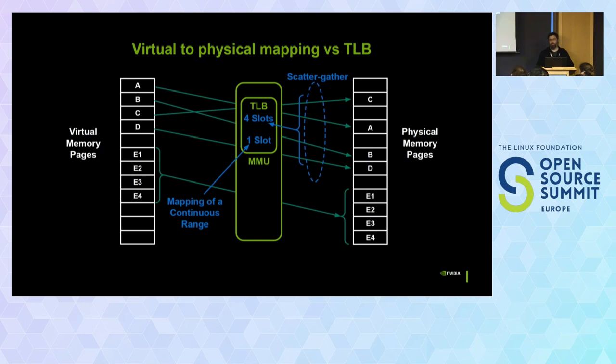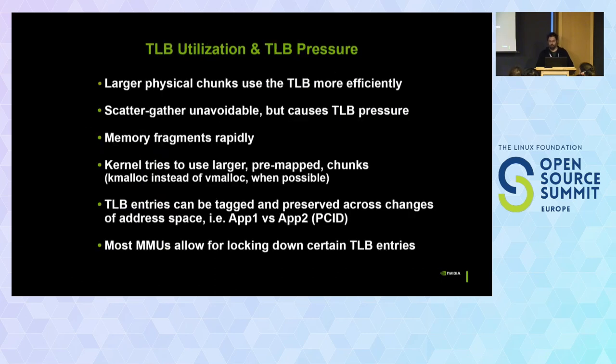So this means that, for example, if I can map a group of physically contiguous pages from physical to virtual, I use only one slot of the TLB cache, which is nice. If I am doing scatter-gather, I will use more slots. It's called TLB pressure, and there isn't much that can be done about it, because after a while, once the system is booted, memory gets fragmented pretty badly.